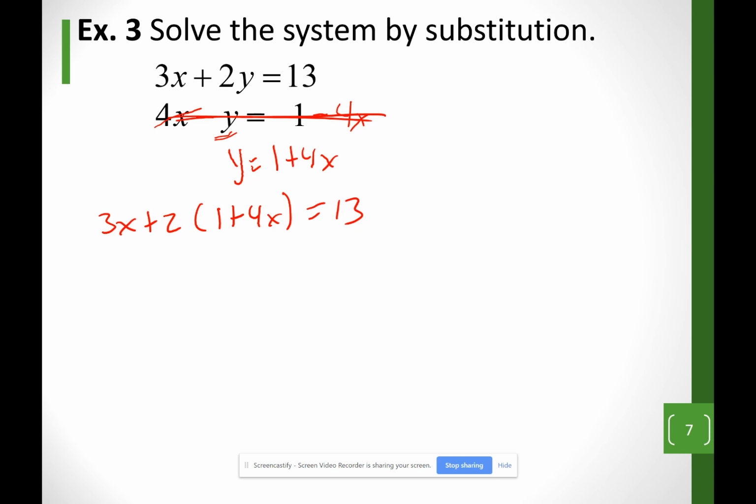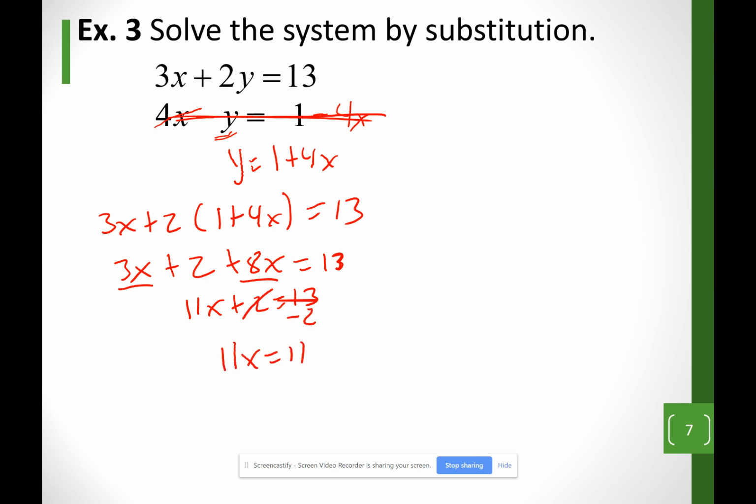Get rid of parentheses by distributing the 2. So I have the 3x, which has nothing to do with parentheses, plus 2 plus 8x is equal to 13. On the left side, let me combine my x's. 3x plus 8x gives me 11x plus 2 is equal to 13. Let me subtract 2, so that gives me 11x equals 11. Divide both sides by 11, and we get that x is equal to 1. That's half of my answer.